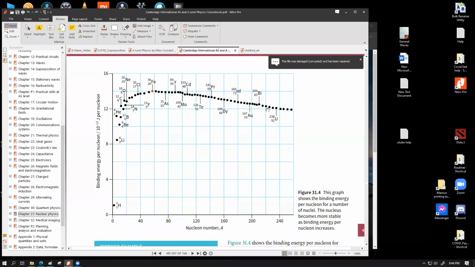Furthermore, it brings another interesting question: if iron is supposed to be the most stable nuclear structure, how in the universe did the other isotopes get produced?